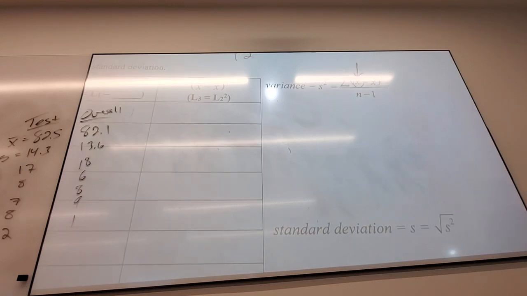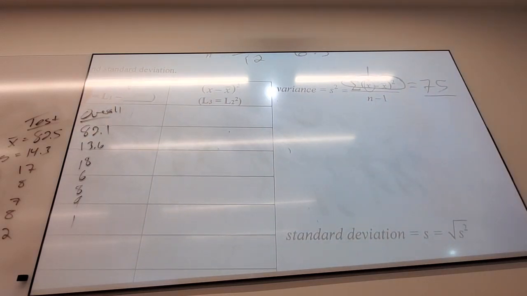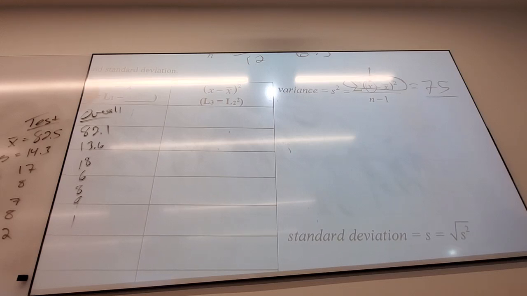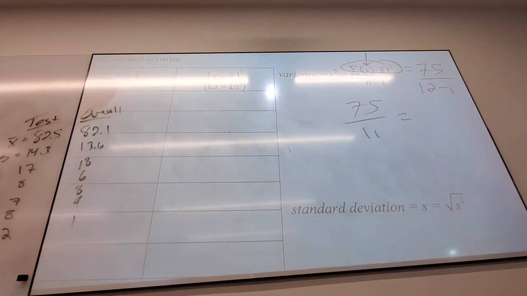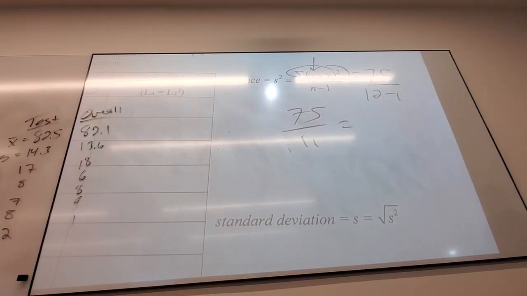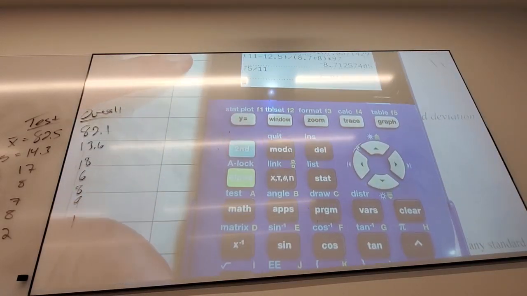The x has multiple values, so I can't put something in place of it. This whole thing is 75. N is always the size of the group I'm looking at, which could be a sample or a population. In this case, it was 12, so I'm going to do 75 divided by 11. That's 6.818. Okay, let me do this: 75 divided by 11.